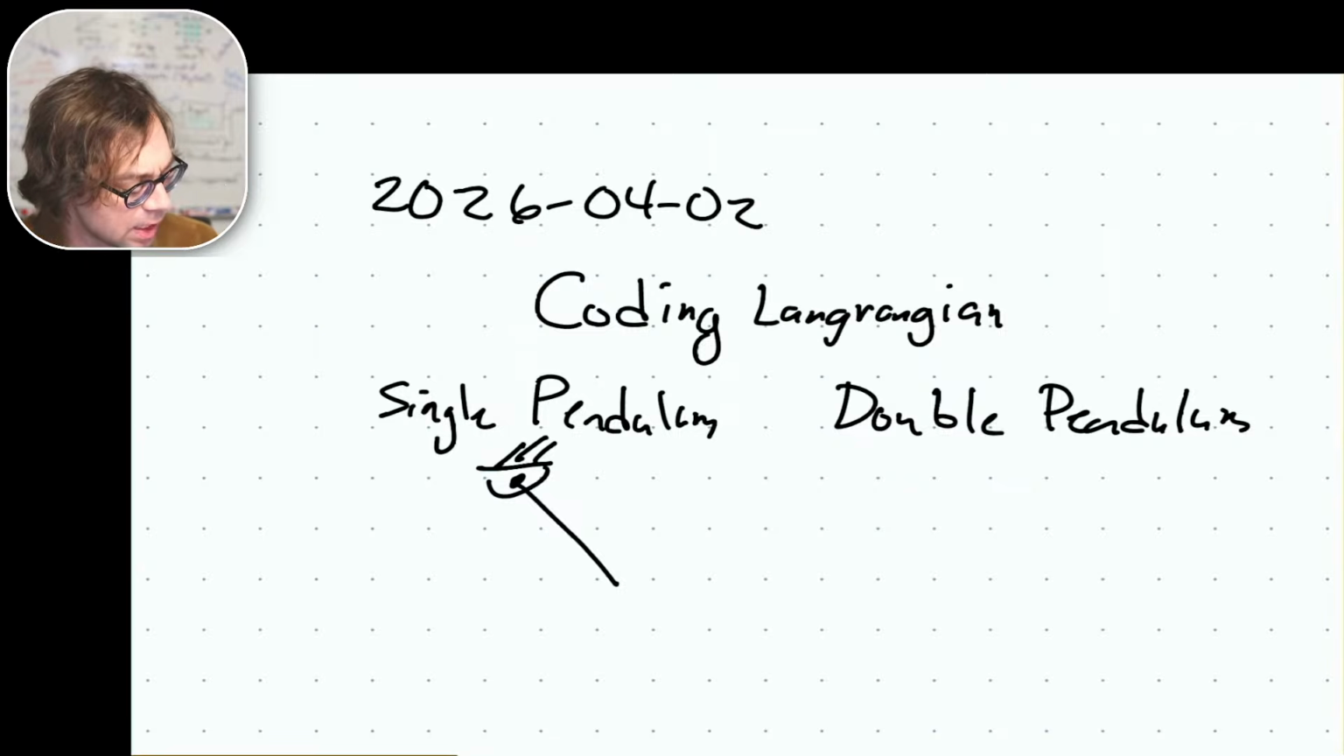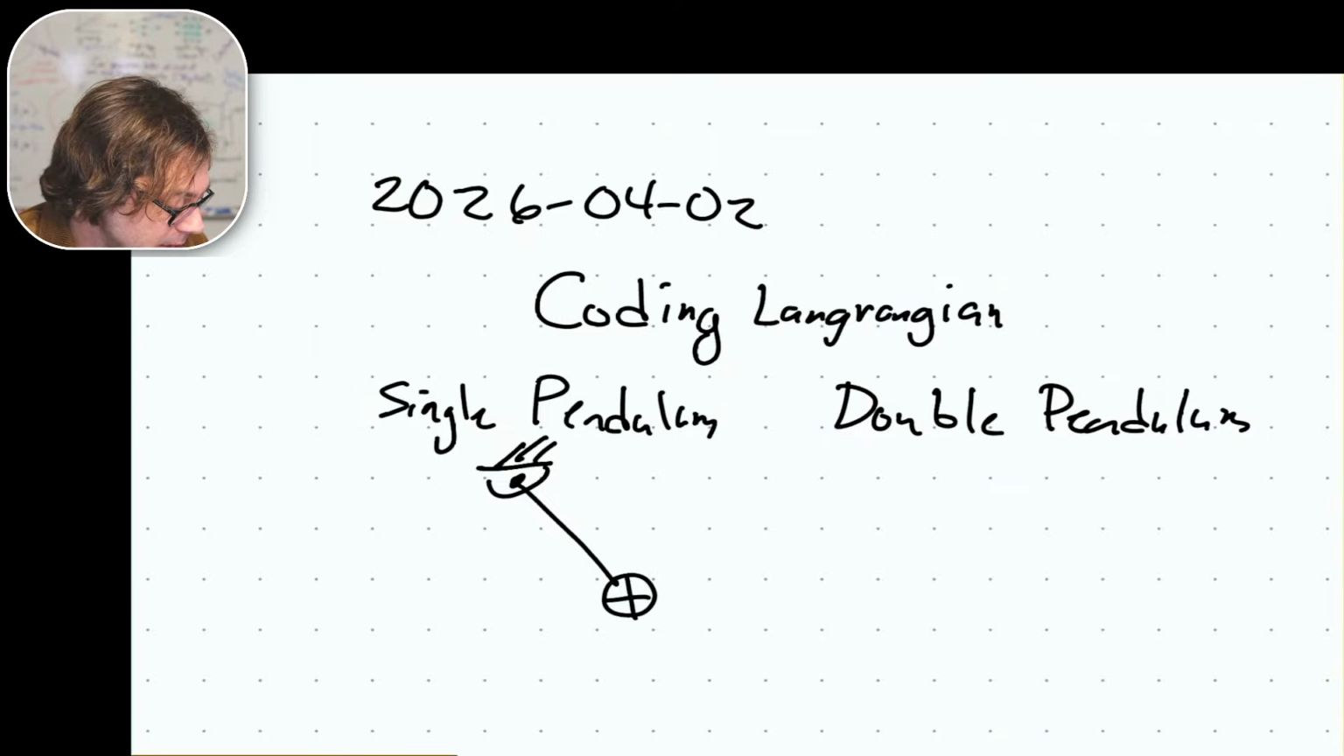I'm thinking out loud here. Should we do an example that has rotational inertia? That might be fun. But for now, let's just do a single pendulum. We'll add the rotational inertia to the double pendulum. So we'll just do a single pendulum at the end.